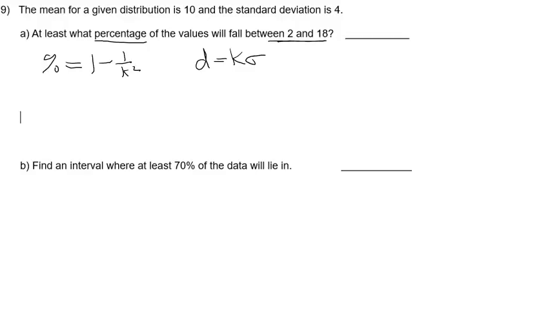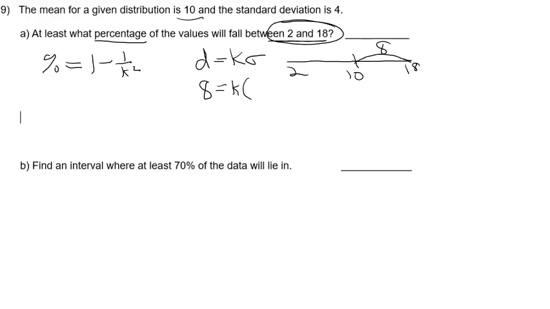Now, since we are given the interval, we're going to start off on this side here. In other words, we know the interval is 2 to 18, and in the middle is supposed to be the mean, which is 10. So the distance to an endpoint is 8. So we know D is equal to 8. K is unknown. That's what we're trying to find. The standard deviation is 4. And when we solve for K, we get K is equal to 2.